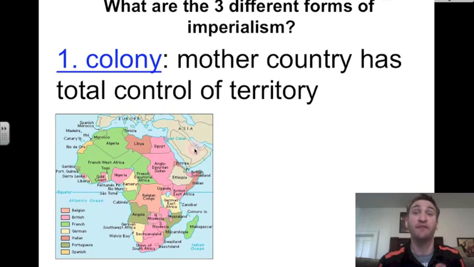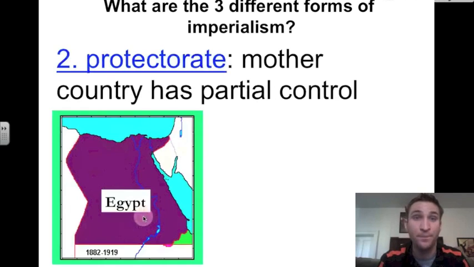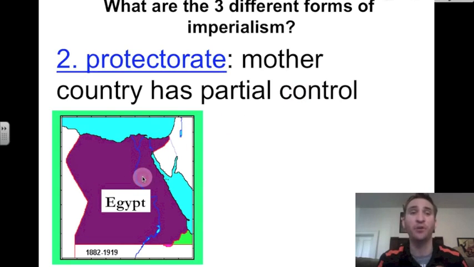What are the three types and forms of imperialism? Number one, you have colony. A colony is when a mother country has total control of a territory. And here's the continent of Africa. Many European countries set up colonies in Africa during this time. The second type of imperialism is a protectorate. A protectorate is where a mother country only has partial control over a region. And Egypt was an example of a protectorate. It could have its own military, but it did not have complete control of a government.